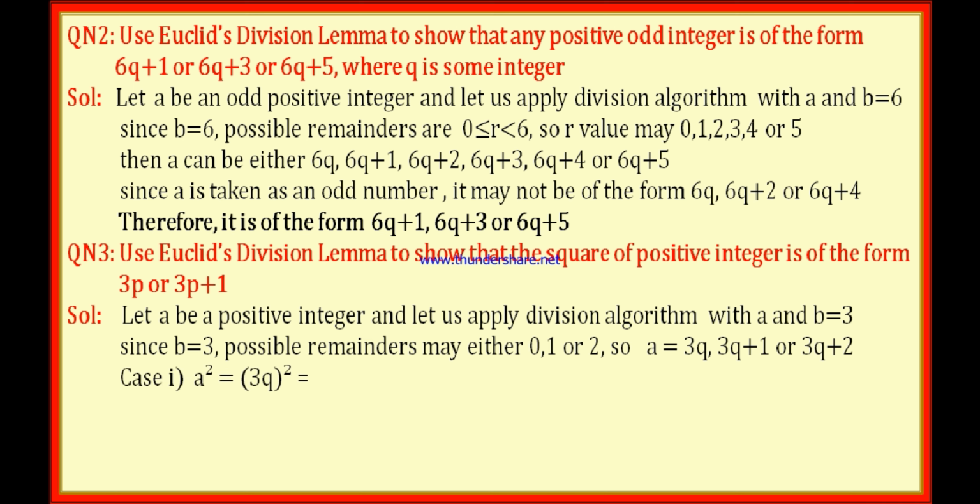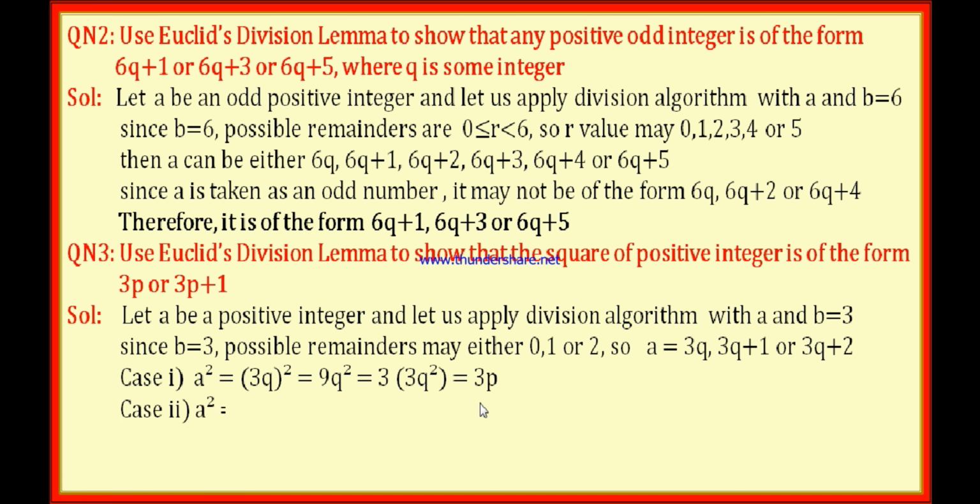Now case 1. If A is equal to 3Q, we have to find the square of the integer, that is 3Q whole square. 3Q whole square is 3 square into Q square. 3 square is 9Q square. You can write this 9Q square as 3 into 3Q square. Now if we assume this whole 3Q square is P, then this is in the form of 3 into P. Clear?